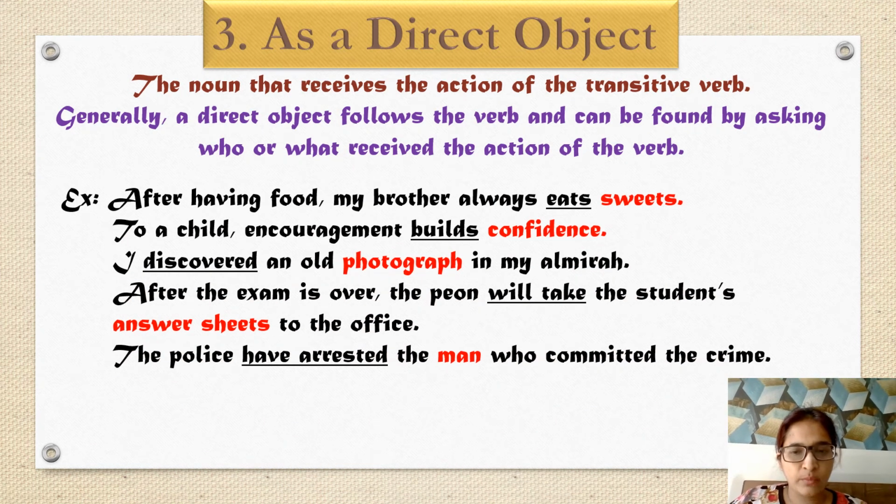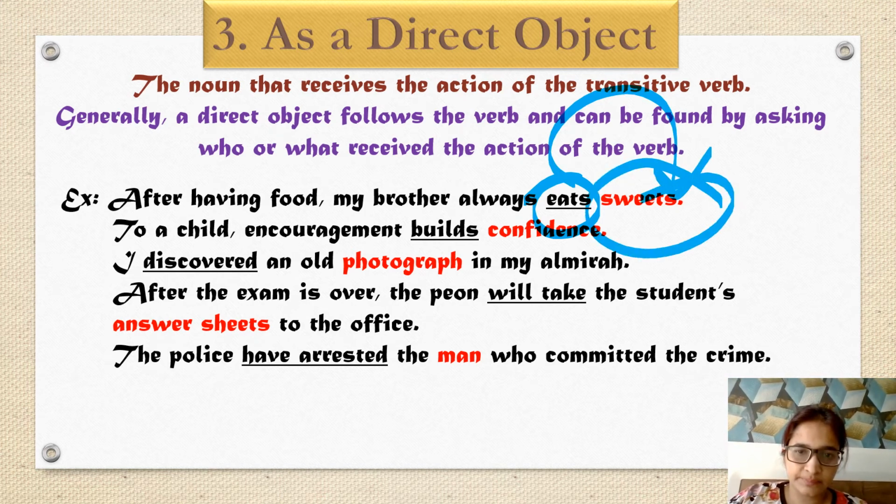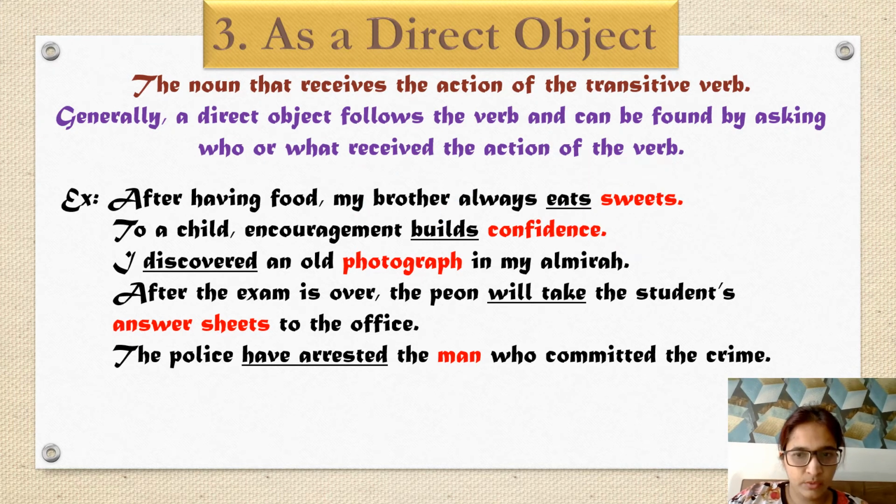After having food, my brother always eats sweets. Eats is the verb, right? Now the question to be asked on eats here is: eats what? Sweets. So sweets is the direct object in this sentence. And the subject here was brother. Then let's come to the next one.